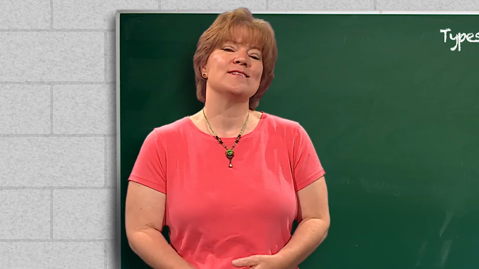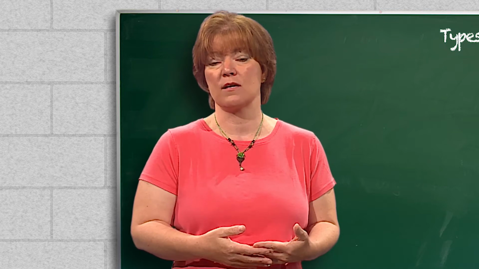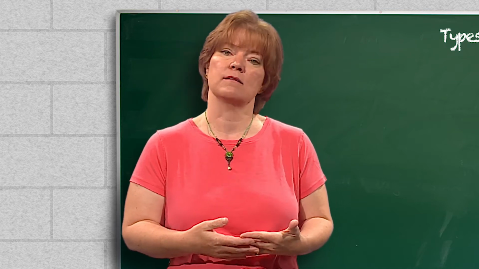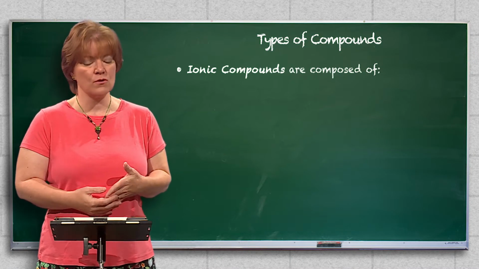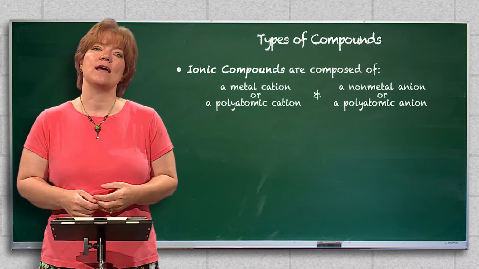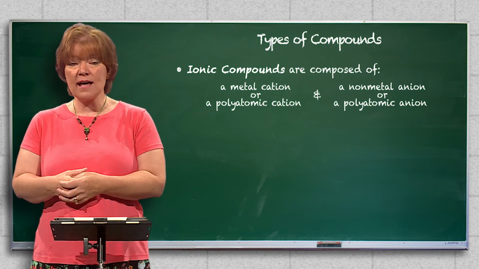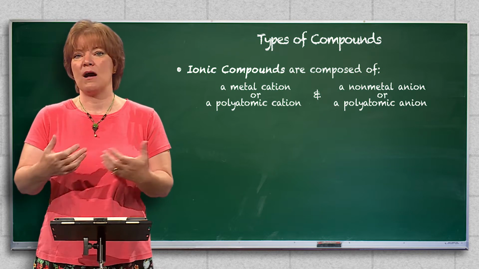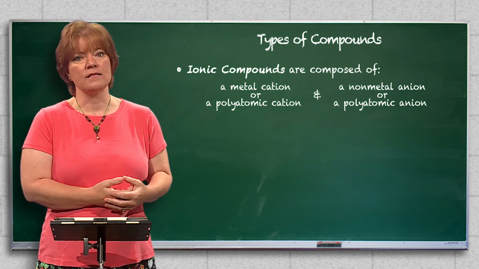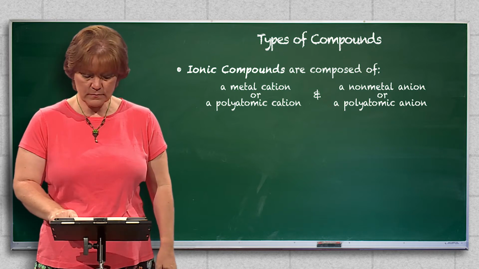So let's talk about types of compounds. We need to understand the three types of compounds that we'll be using in this class before we can actually take compounds and try to figure out what type they are. So we have ionic compounds. Those are compounds that are composed of a cation and an anion. A cation might be a metal cation or it might be a polyatomic cation, and it's bound to an anion, either a non-metal anion or a polyatomic anion.